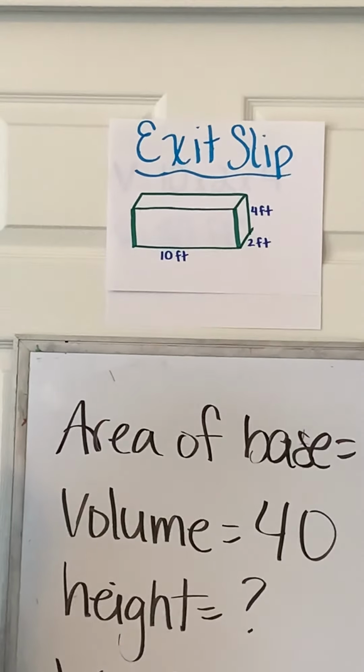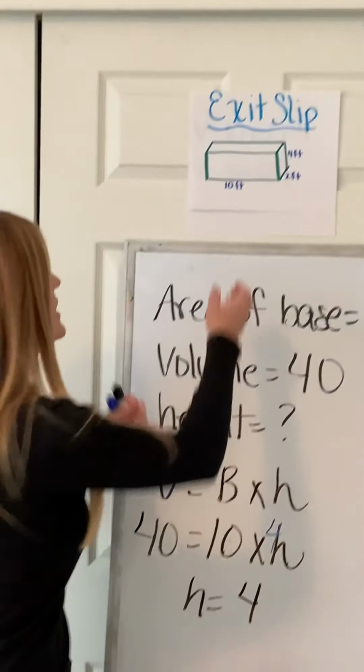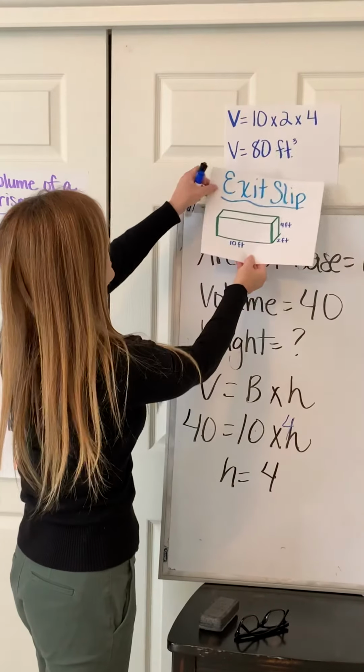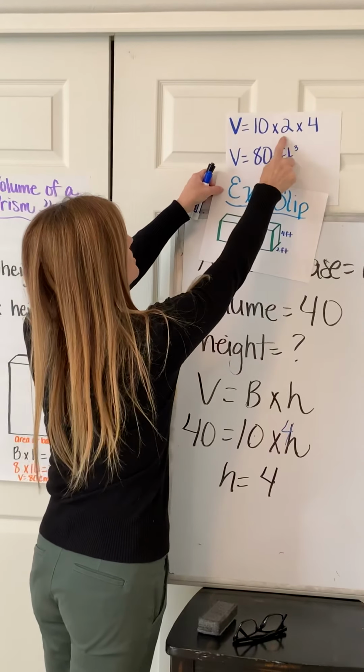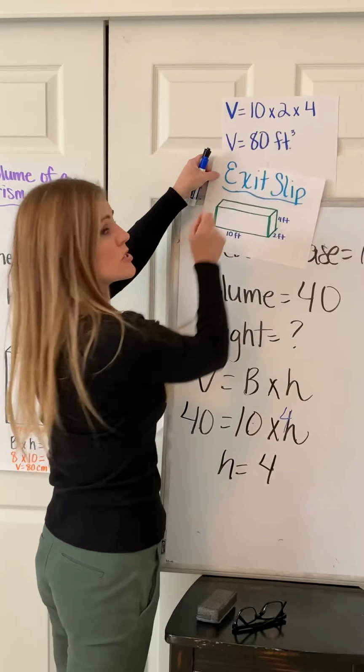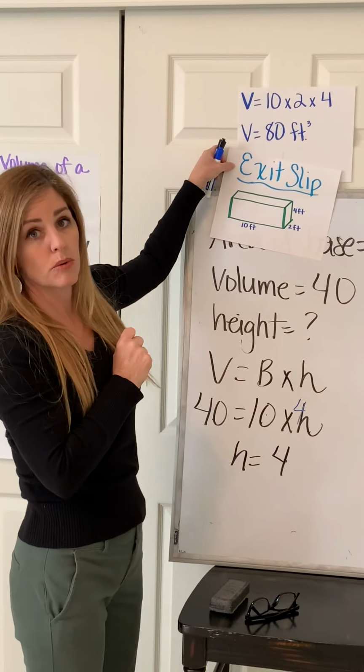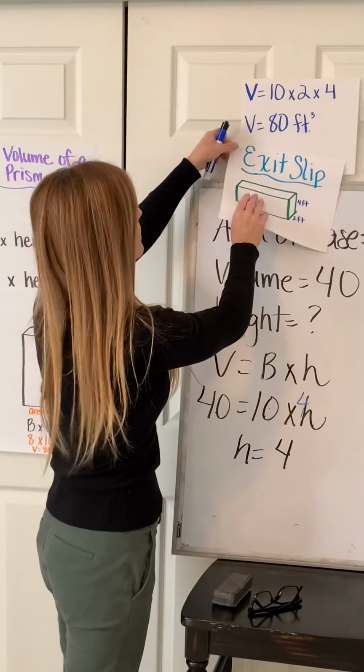Okay, let's see how you did. In this case, we saw that the dimensions were a 10 by 2 by 4. We know 10 times 2 is 20, times 4 is 80, and we know that our units are cubed. So hopefully you did okay there.